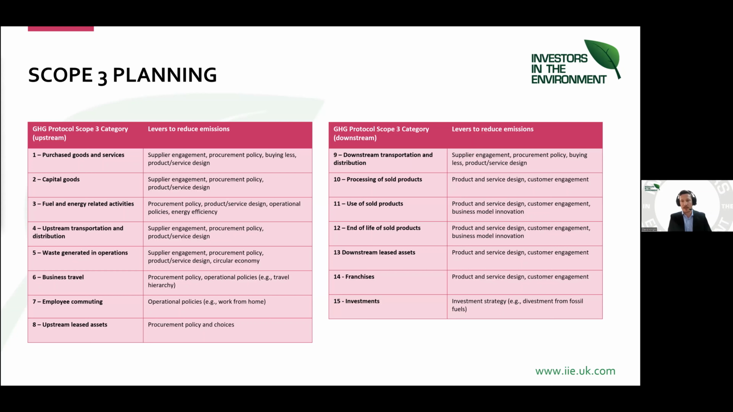The next thing is we also have to think about the data. Where are we going to get the data from? How is the data going to come into us? And then we also need to start to think about, well, actually, Kate, how do we start to improve and reduce these things?